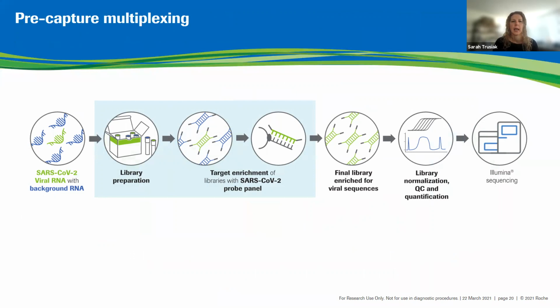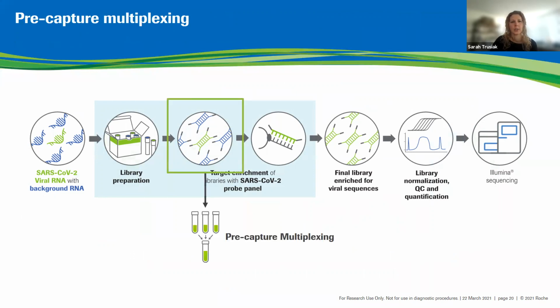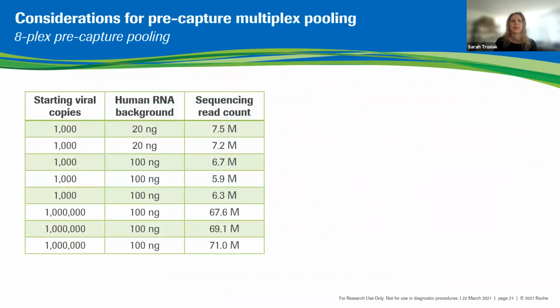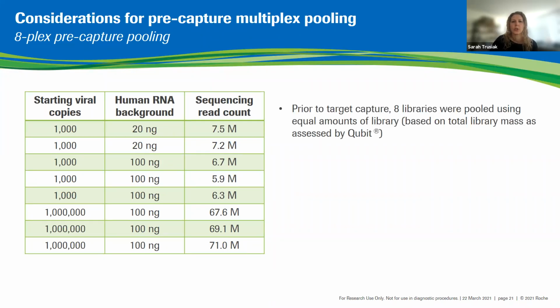Additionally, we tested pre-capture multiplexing prior to enrichment with the SARS-CoV-2 probe panel to increase the throughput of the workflow. So just a consideration for pre-capture multiplex pooling for viral samples and SARS-CoV-2 samples. We tested 8-plex pre-capture pooling versus single-plex. Prior to our target capture, 8 of our different libraries from our viral titration were pooled based on equal amounts of library. This was done using total library mass as assessed by Qubit to normalize between them.